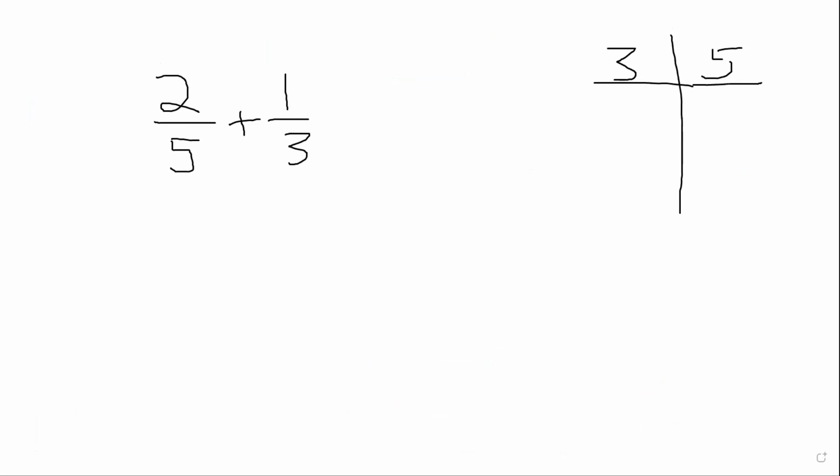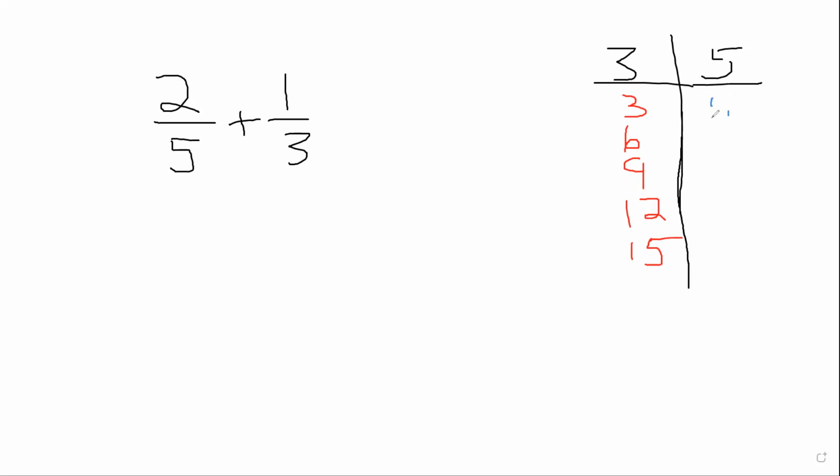As we do this, we've got to remember that what we are going to be doing is 3 times 1, 3 times 2, 3 times 3, 3 times 4, and just sticking them right beneath here. So 3 times 1, 3. 3 times 2, 6. 3 times 3, 9. 3 times 4, 12. 3 times 5, 15. Okay, so I'm going to stop there for now. Draw this line a little bit longer, and then we can move over here to our 5's.